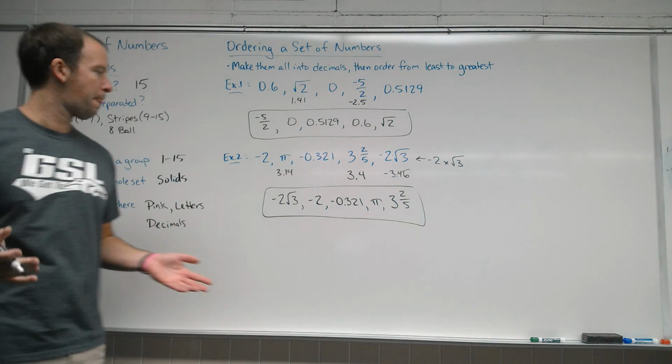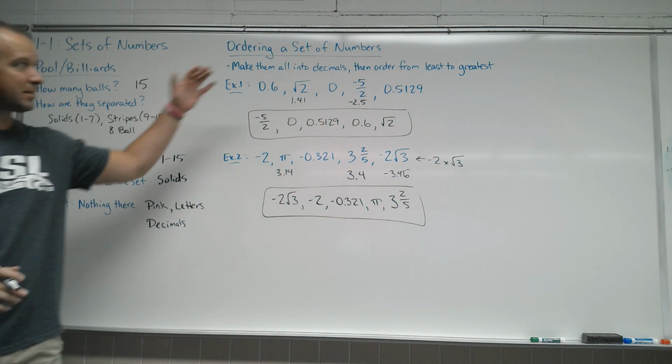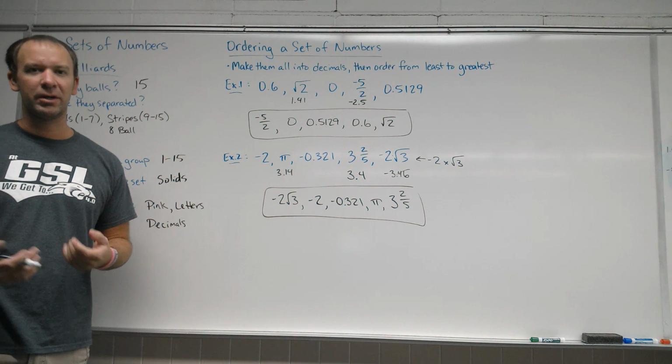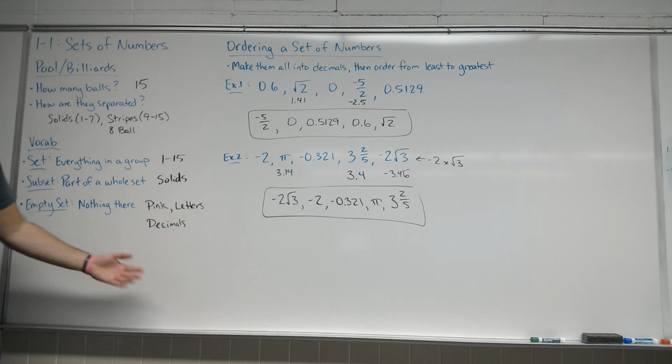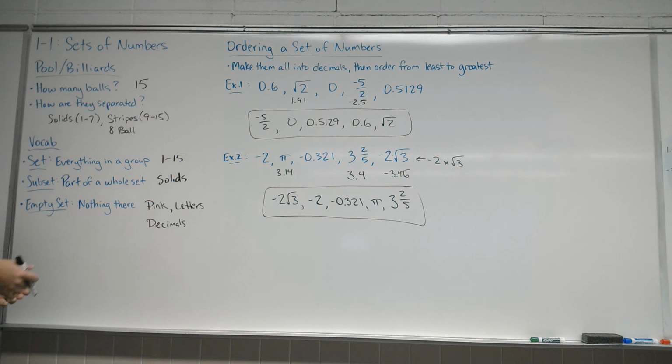Okay, so skill 1, just getting used to a little bit of basic vocab. Sets, this is a set of numbers. Okay, subset is a part or a smaller group. Empty sets are no solution type things. We'll see those later on in the year. Okay, and then the first and most basic thing we can do with a set of numbers is just order it, least to greatest.